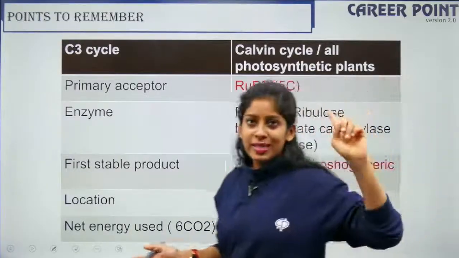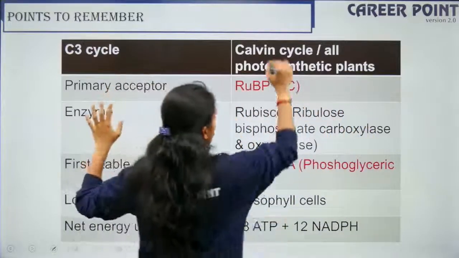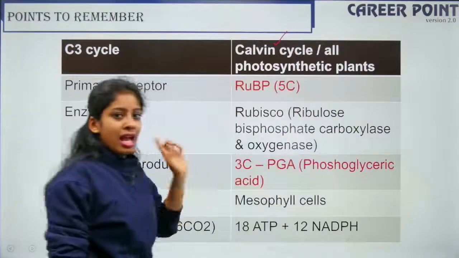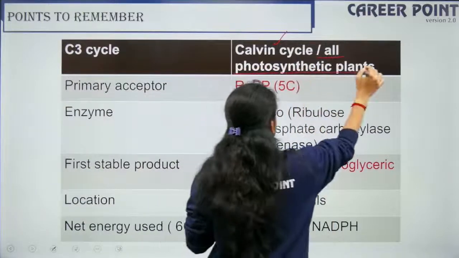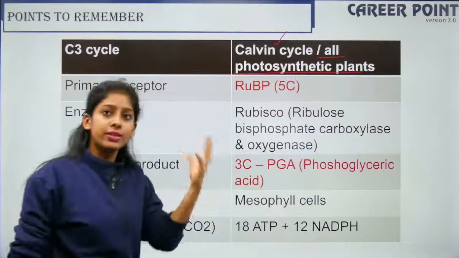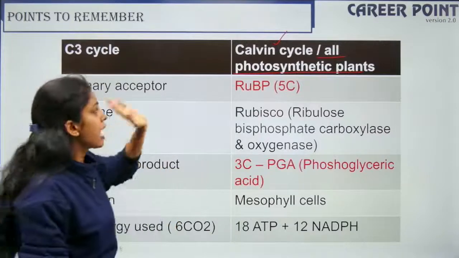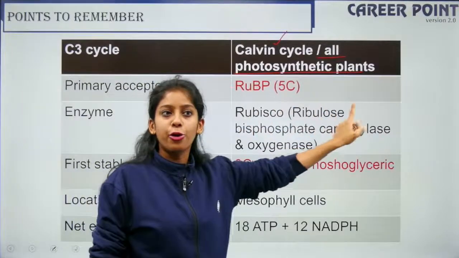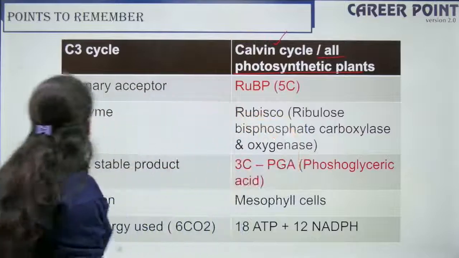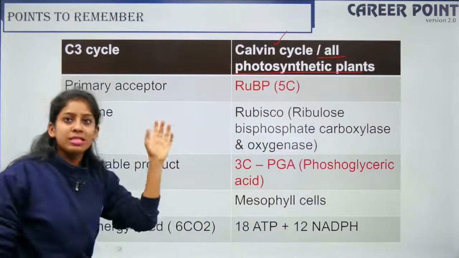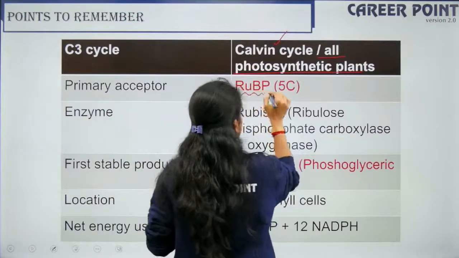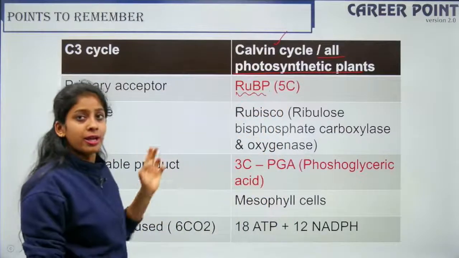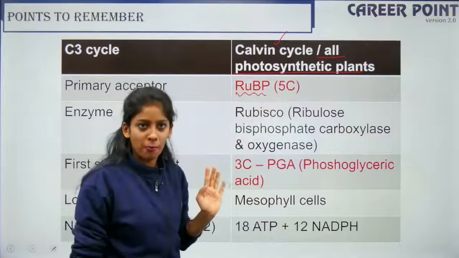First of all, your C3 cycle is also called your Calvin cycle. And this Calvin cycle occurs in all photosynthetic plants. Be it C3 plants, be it C4 plants, it happens in all green plants that undergo photosynthesis. Right? Primary acceptor. Who is the primary acceptor of carbon dioxide here? RuBP, that is ribulose 1,5-bisphosphate. This is a 5-carbon compound.